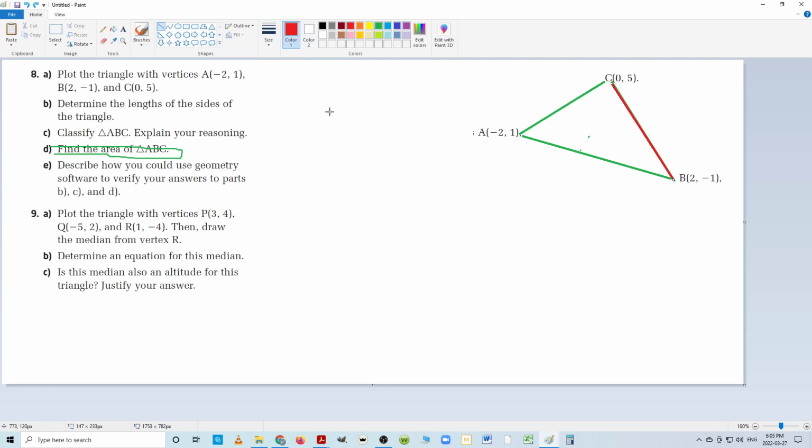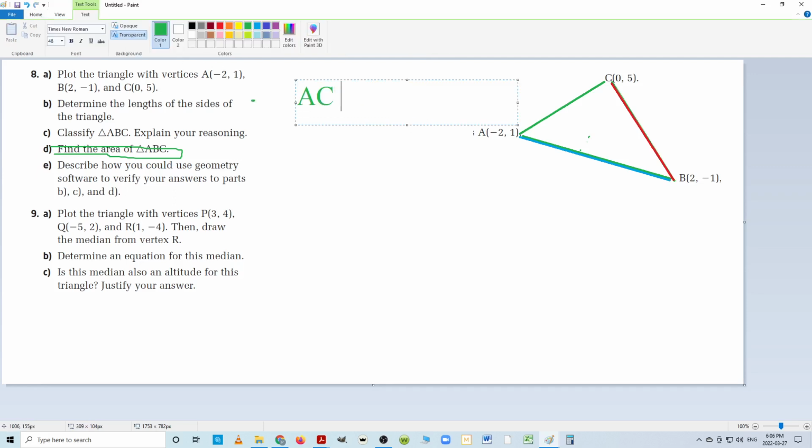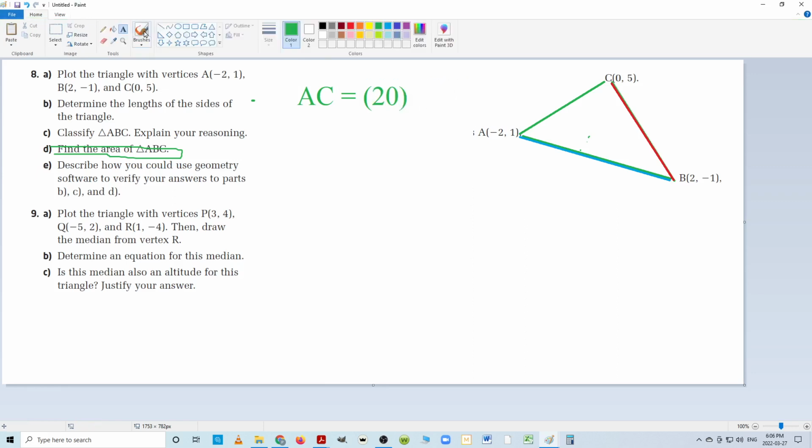So I'm going to make this red, and I'm going to make this blue. And so I'm going to now focus on green length AC. I'm not going to do them all, and I'm not going to classify it. AC is equal to y2 minus y1. So I got 5 minus 1, which is 4 squared. So 4 to the power of 2. And then it's 0 minus minus 2, which is 2. And it's 2 squared plus 2 squared. So I've got 16 plus 4. I got 20. But I got to take the square root of that. So that means AC is the square root of 20.